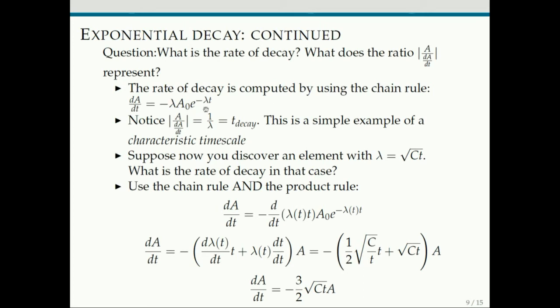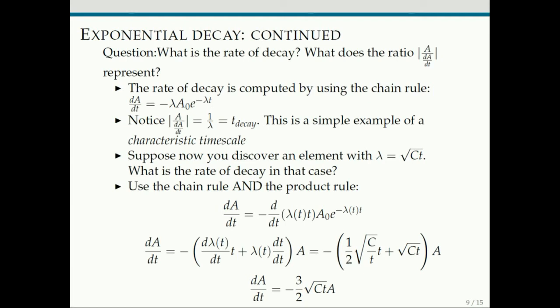Now, if we take our expression for A and we divide by dA by dt and take the absolute value, we end up with nothing more than just 1 over lambda, which we said was t_k. So, this is a simple example of what we call the characteristic timescale. That's simply the timescale on which the system under consideration changes appreciably. In our case, it's the timescale over which the amount of matter decays by a factor of e. And in general, the concept of characteristic timescale comes up again and again in astronomy.